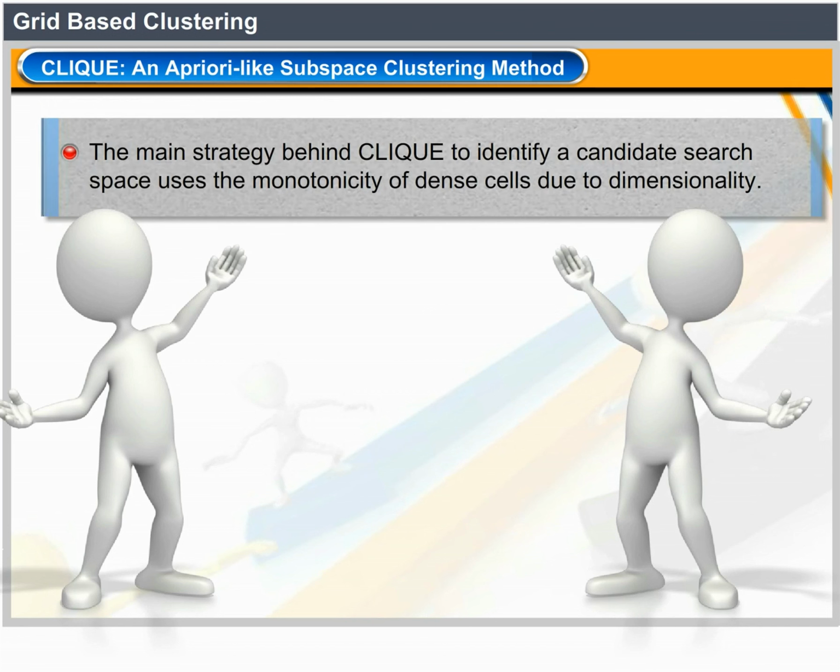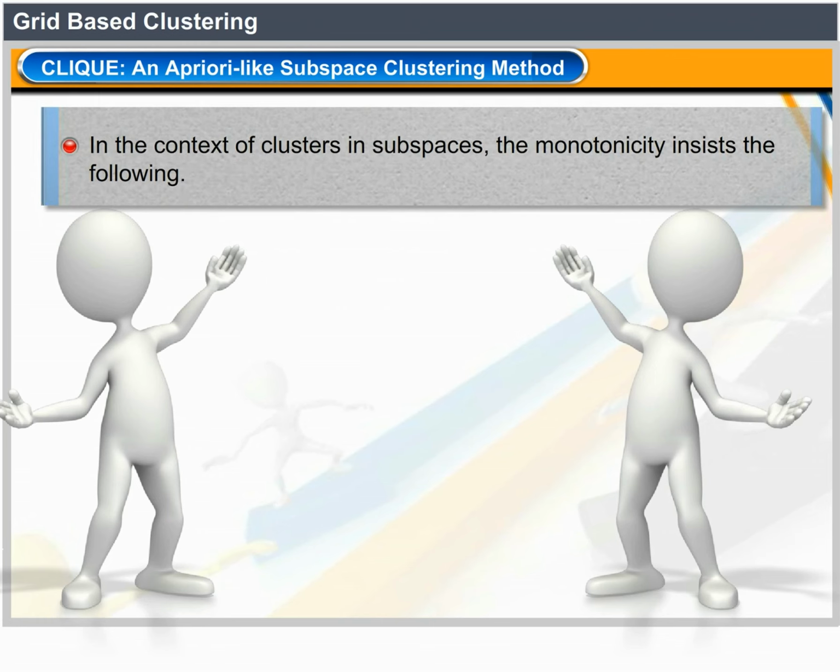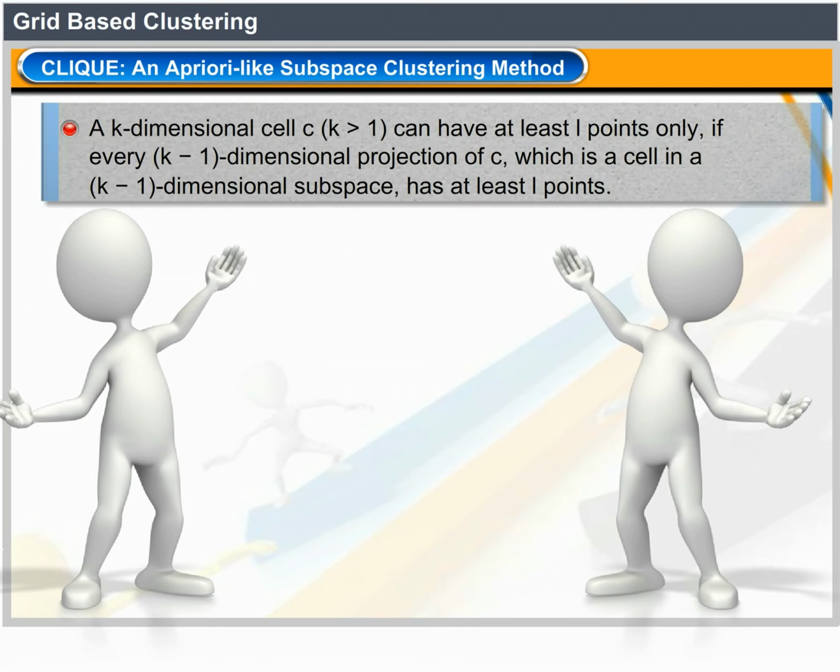The main strategy behind CLIQUE for identifying a candidate search space uses the monotonicity of dense cells with respect to dimensionality. This is based on the a priori property used in frequent pattern and association rule mining. In the context of clusters in subspaces, the monotonicity says the following. A k-dimensional cell C, k greater than 1, can have at least L points only if every k-1 dimensional projection of C, which is a cell in a k-1 dimensional subspace, has at least L points.